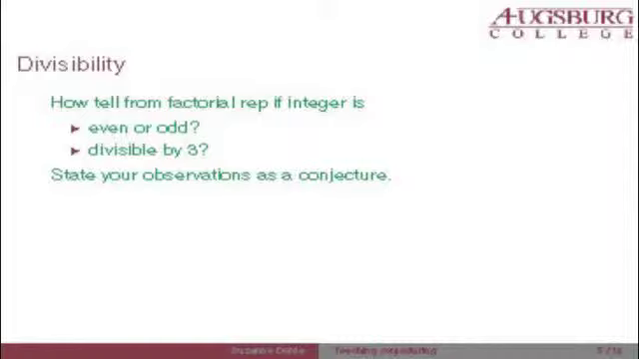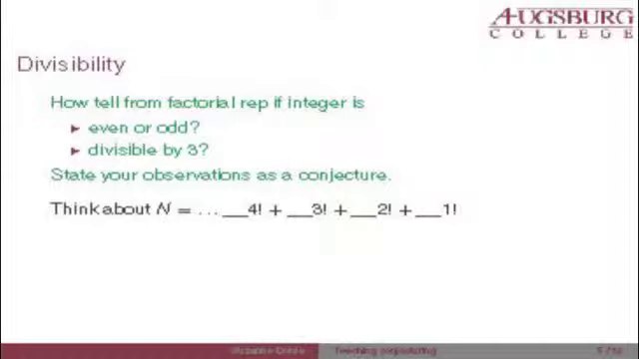One more type of conjecture I want to show you. And so again, how can you tell from this factorial representation, so again, the minimal one, whether an integer is even or odd? And if you see the answer to that, I would add to it whether or not it's divisible by 3, and again, to state your answer as a conjecture. And I want to give you a visual to help you see that.